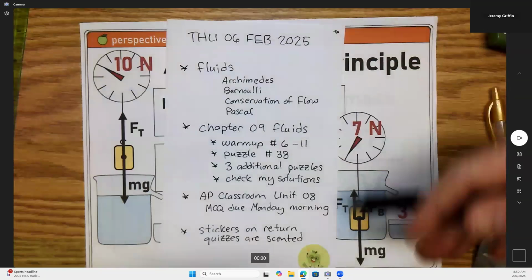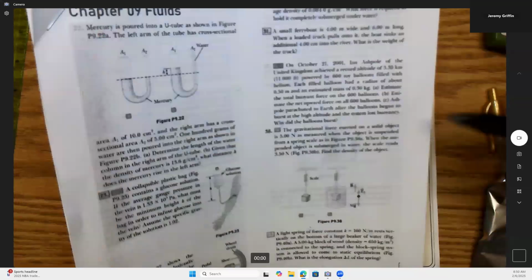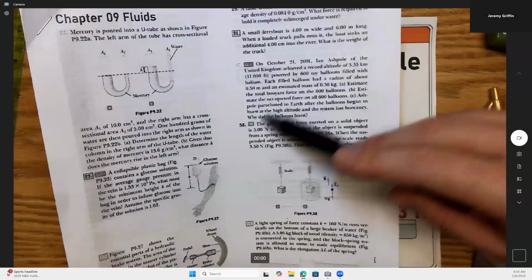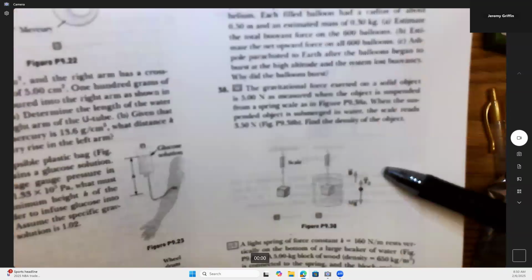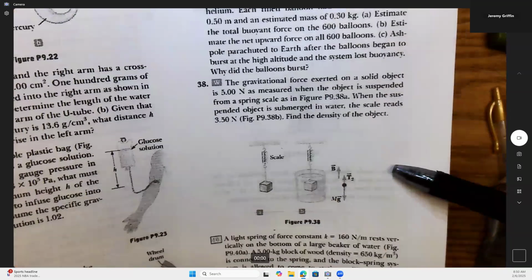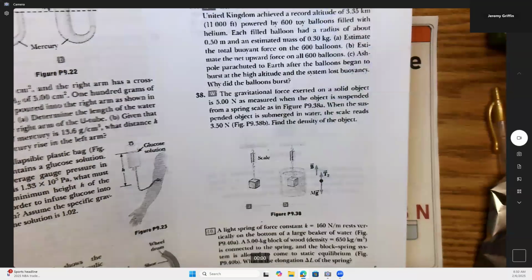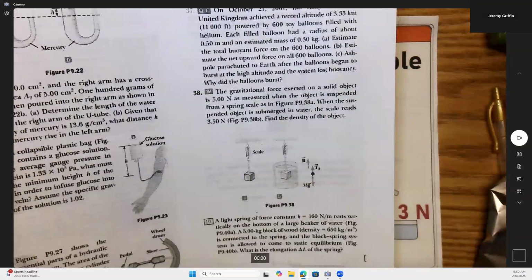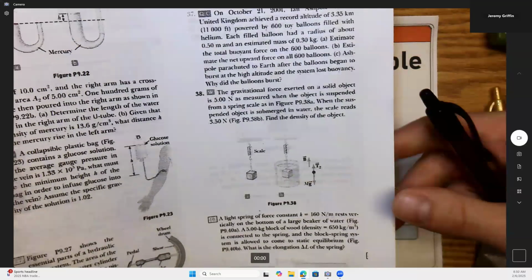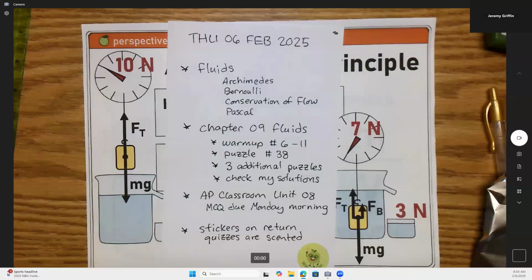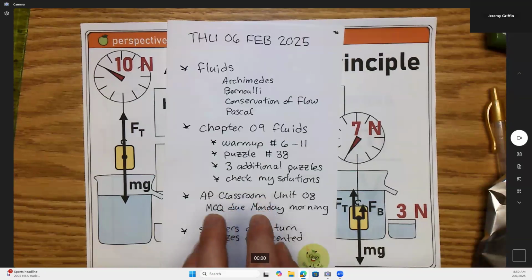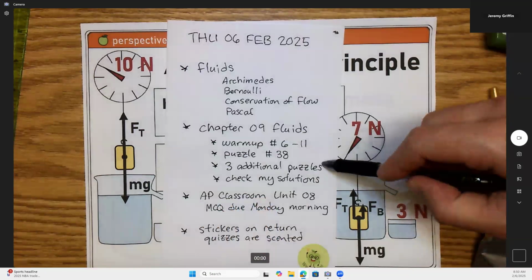I want everybody to do number 38 in the main puzzles, which we probably had before. If you hang something from a scale and then dunk it in water and you see the differences in forces, you can calculate the density of the object. And 3 additional puzzles, which I'll get to later.